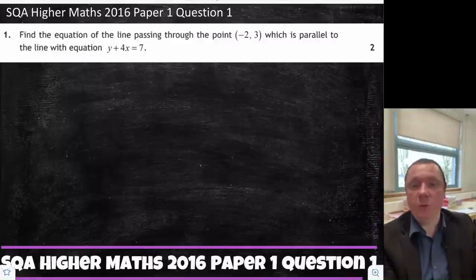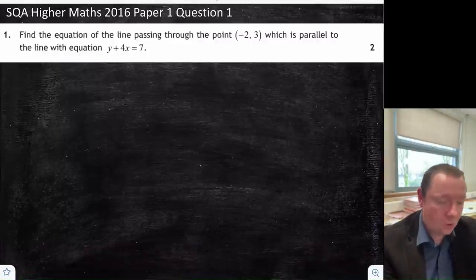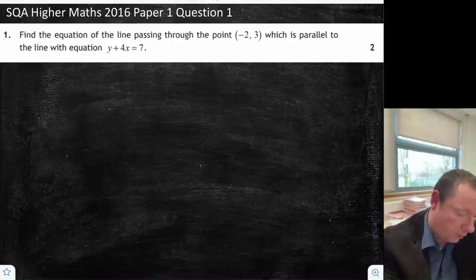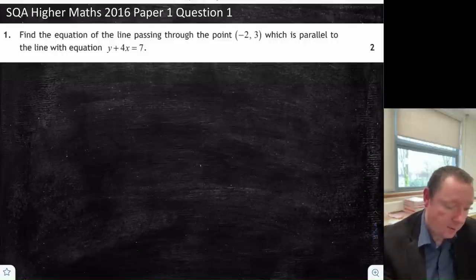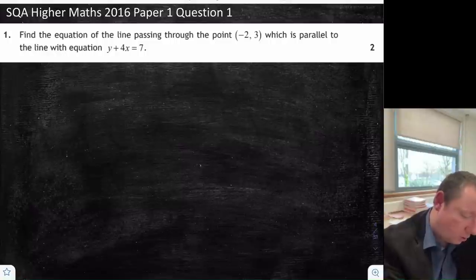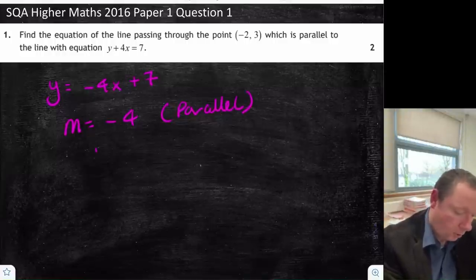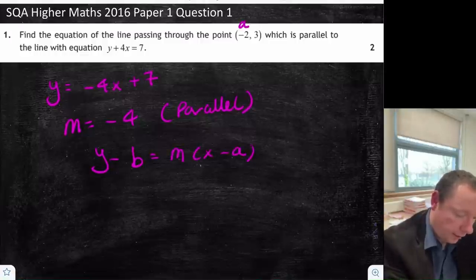SQA National 5 Maths 2016, Paper 1, Question 11. Find the equation of a line passing through (-2, 3), which is parallel to the line with equation y + 4x = 7. So parallel means same gradient. So I need the gradient and a point to work out an equation of a straight line. So let's work on the gradient first. So y = -4x + 7. So our gradient is -4 because it's parallel. Gradients are the same. Now we'll use y - b = m(x - a). And there's our point, a and b.